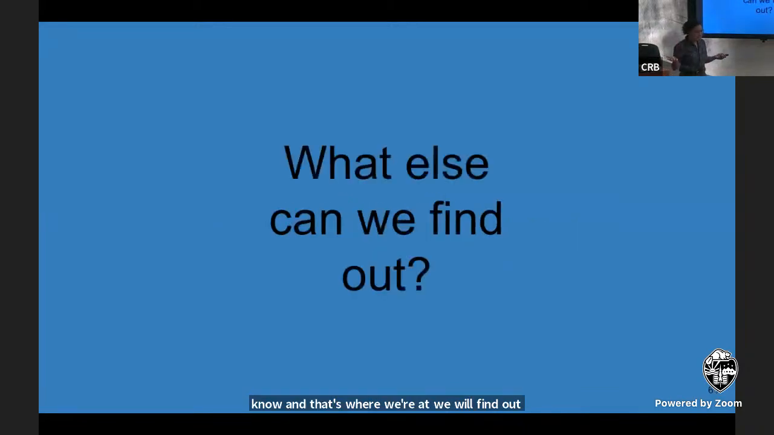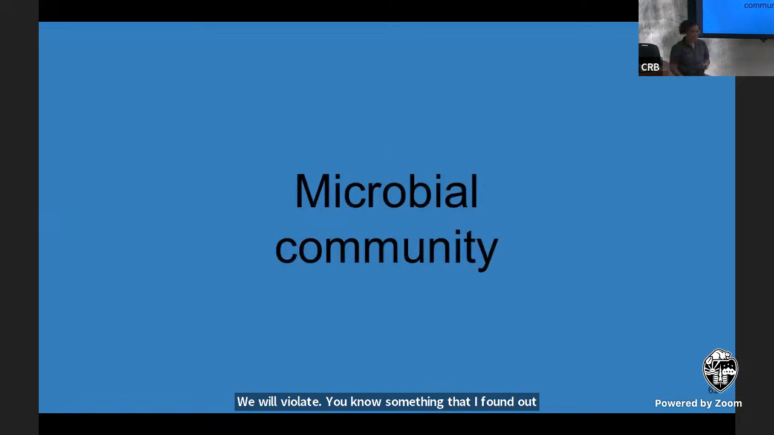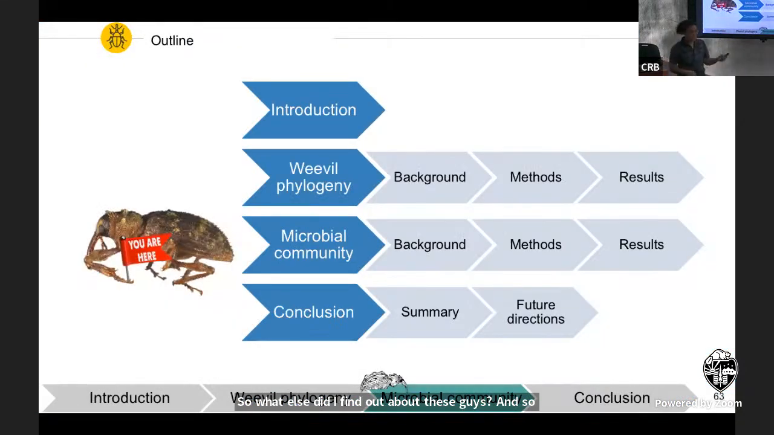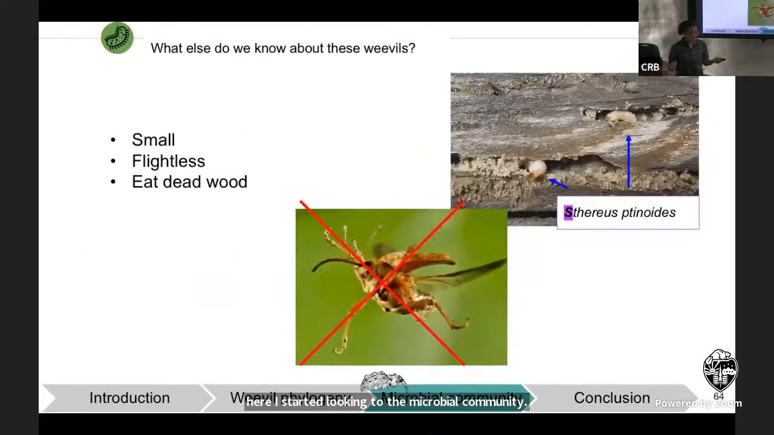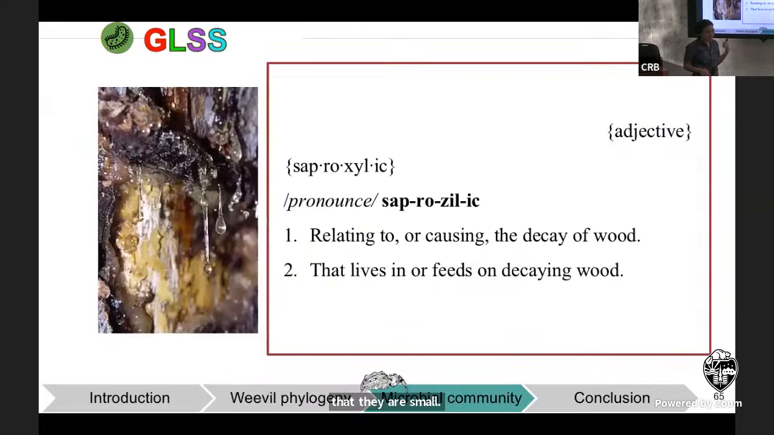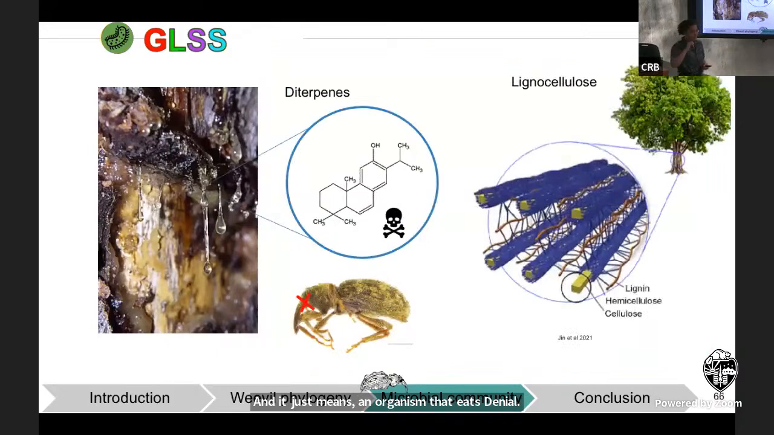So what else can I find out about these guys? And so here I started to look into the microbial community. Here we are in the microbial community section. So other things that we know about these weevils in general is that they are small, they're flightless, and they eat dead and dying wood. And the dead and dying wood part is important. I'm going to start using this word a lot, saproxylic or saproxylate, and it just means an organism that eats dead and dying wood. And it's significant for weevils.